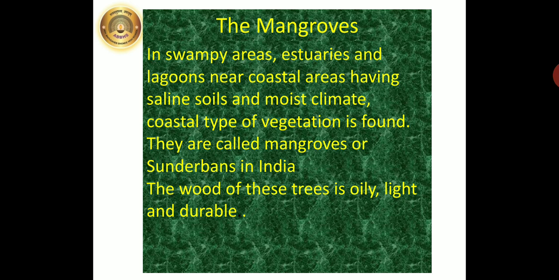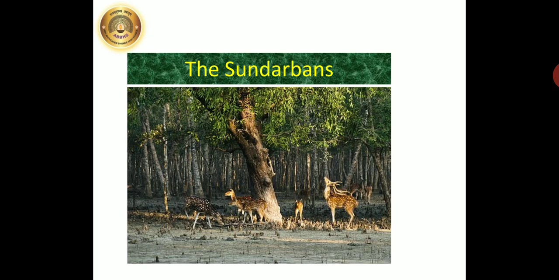These are the deltas of the river Ganga and Brahmaputra. And these mangroves are called as the Sundarbans. The wood of these trees is oily, light and durable, and hence the wood is used to make boats. Here you can see a picture of the Sundarbans.